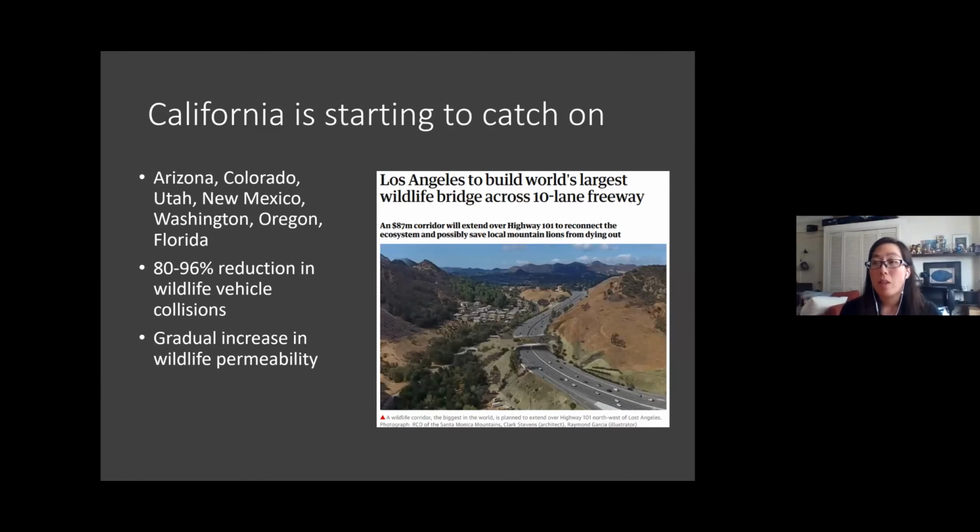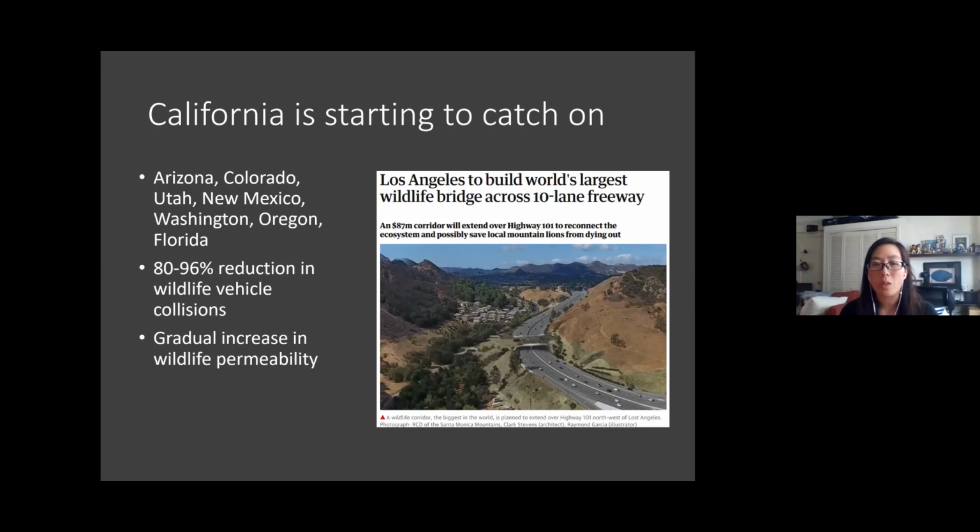And so we do have some wildlife crossings in California, but not very many. But I think we are starting to catch on. There are other states in the U.S. and countries outside the U.S. that have been implementing crossings for quite a while. Arizona, Colorado, Utah, all these states have really started focusing more on building wildlife crossings, overpasses, underpasses, culverts. And they're starting to see and reap the benefits of these crossings.